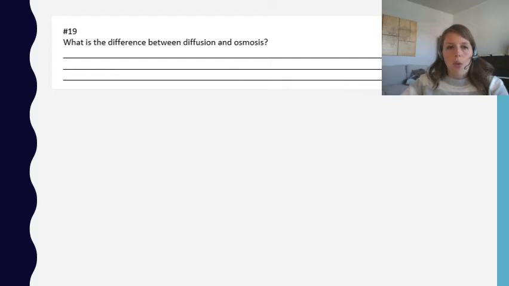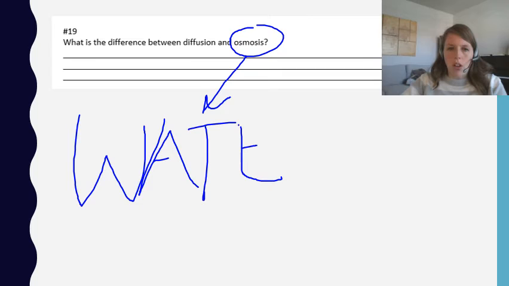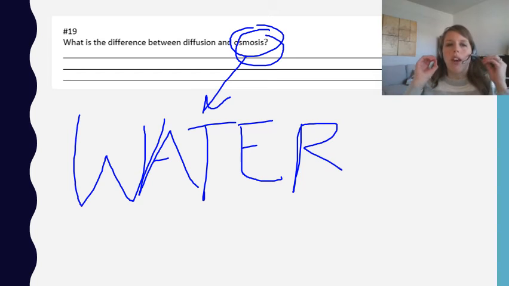All right, so we just talked about diffusion. Now let's talk specifically about osmosis. Now osmosis, the big difference is, I'm going to write it out on the board here, that osmosis has everything to do with, what am I writing? Anyone know? It's like Wheel of Fortune. Water. When you see the word osmosis, I want you to think water.